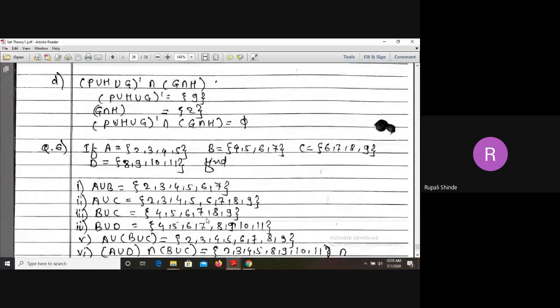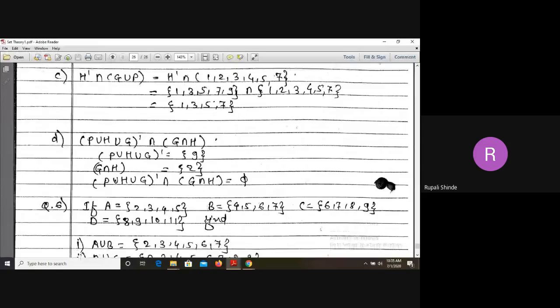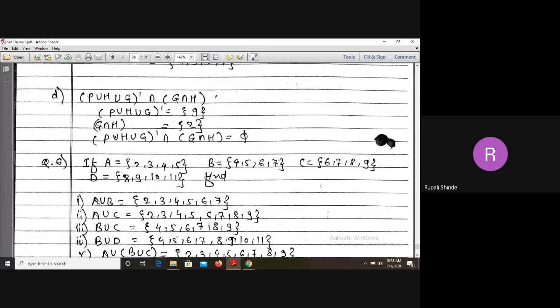Okay. So again, some examples are given here. Four sets are given, and we have to find out A union B. Okay. So the elements, those are either in A or in B or in both A and B, those will be included in this union operation. So 2, 3, 4, 5, 6, 7. This is the answer for A union B.